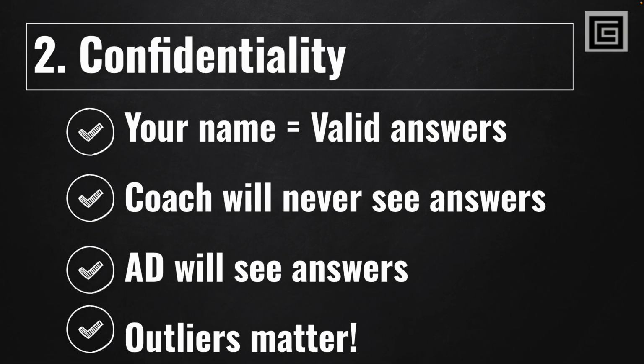Okay, second is confidentiality. Your name needs to go on there because it's not a valid survey if you're not willing to own it. So your name goes on there. The coach will never see your answers. They will never see the data that comes out of this. They'll only see summary data. And so I will see all of the answers because I'm the athletic director and I care about your experience and I have to sort through that. And so your name goes on there, but it's totally confidential. All of the questions you answer in the bubbles, the coach will never see your individual responses. They'll only see an average of the team.